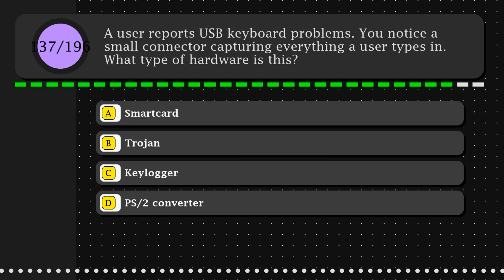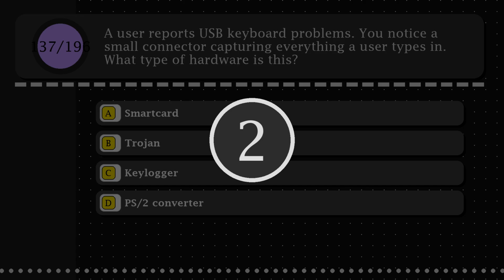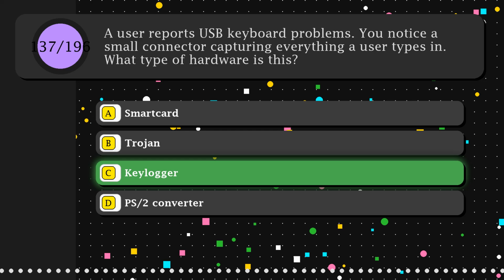Question 137. A user reports USB keyboard problems. You notice a small connector capturing everything a user types in. What type of hardware is this? Option A, smart card. Option B, a Trojan. Option C, keylogger. Option D, PS/2 converter. The correct answer is option C, keylogger.